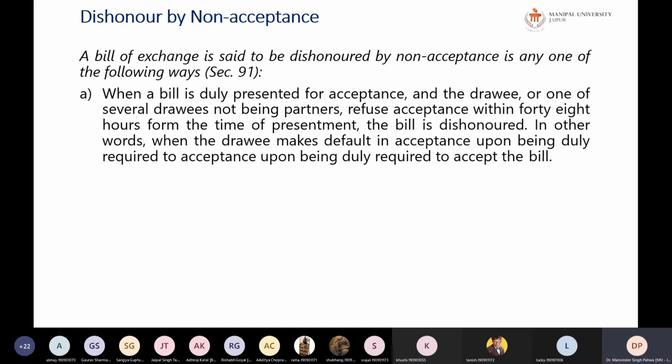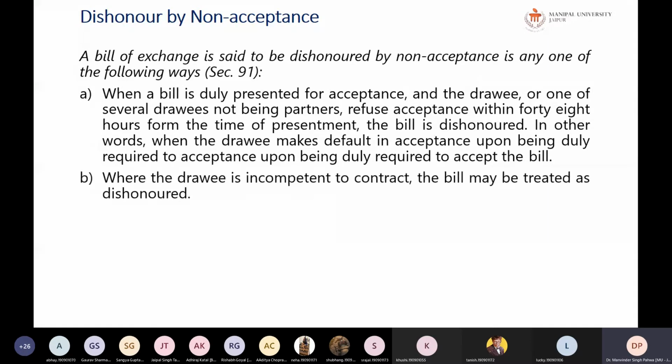If the bill is made to more than one drawee, and any one of them refuses to accept it within 48 hours from the time of presentment, the bill is said to be dishonored. So 48 hours is given. In other words, the drawee makes a default in acceptance upon being duly required to accept the bill, and he has not accepted it within 48 hours, then it will be said that it is non-acceptance.